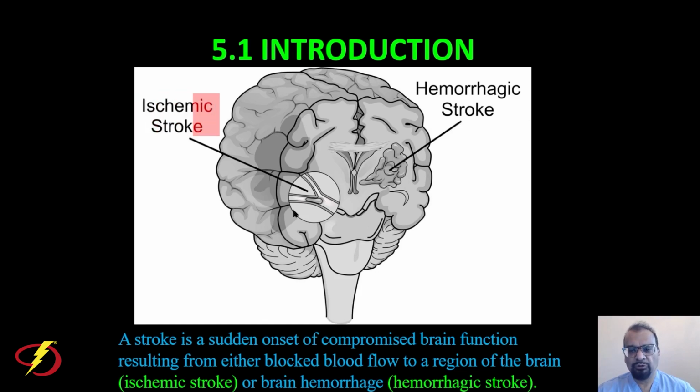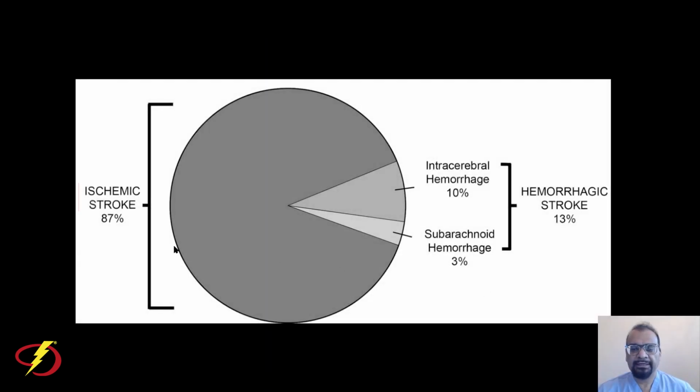Ischemic stroke, we discussed this earlier, is caused by an occluded vessel. Hemorrhagic stroke is caused by a ruptured vessel within the brain or covering the surface of the brain. Again, ischemic stroke accounts for 87% of stroke. It's the vast majority of stroke, whereas hemorrhagic stroke accounts for only 13% of all stroke. This is divided into bleeding within the brain and subarachnoid hemorrhage, which is bleeding on the surface of the brain.